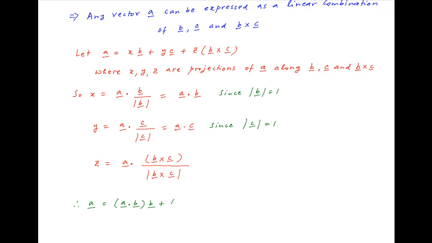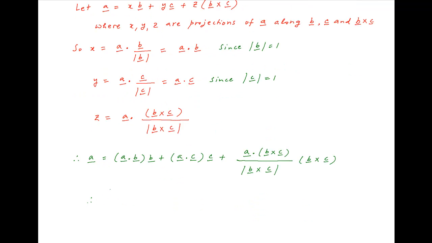Substituting these values of x, y, and z, we get A is equal to A dot b times vector b plus A dot c times vector c plus A dot b cross c divided by the absolute value of b cross c times vector b cross c. Therefore, the given vector in the problem statement, which is equal to the right hand side of the above equation, is equal to vector A, which is the required answer.